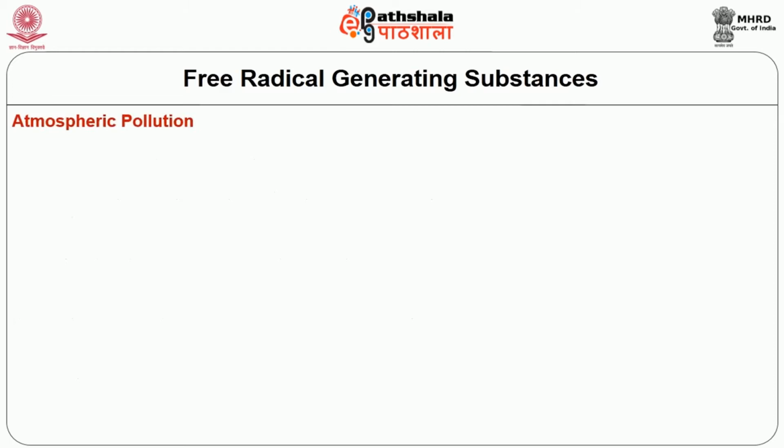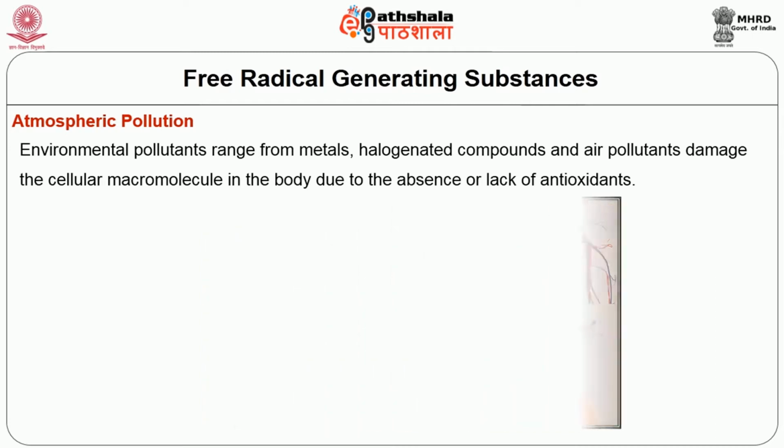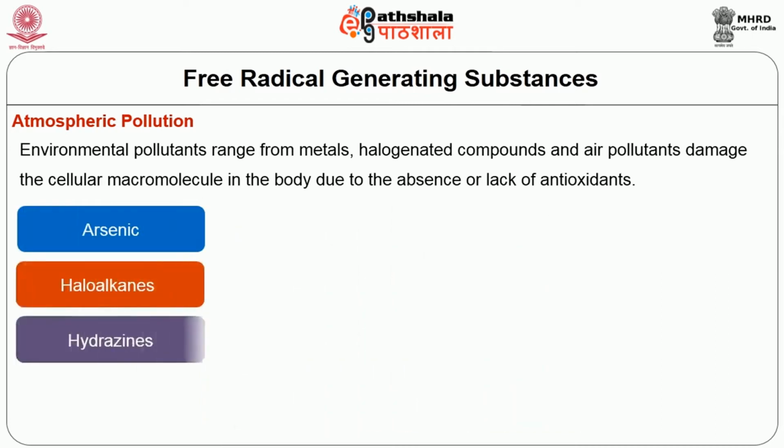Coming to the atmospheric pollution point of view, environmental pollutants ranging from metals and halogenated compounds to air pollutants damage the cellular macromolecules in the body due to the absence or lack of antioxidants.